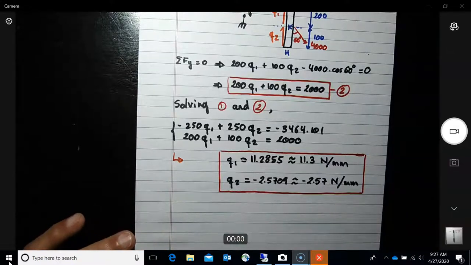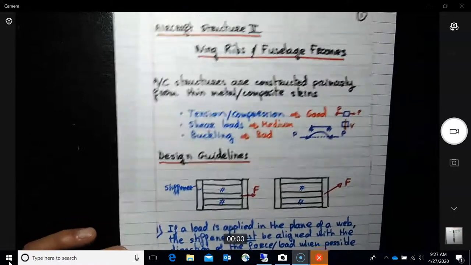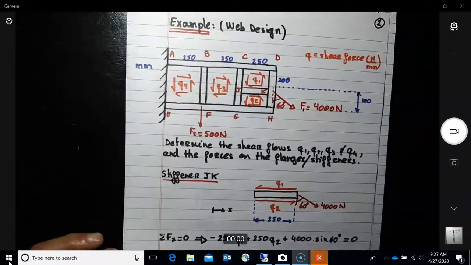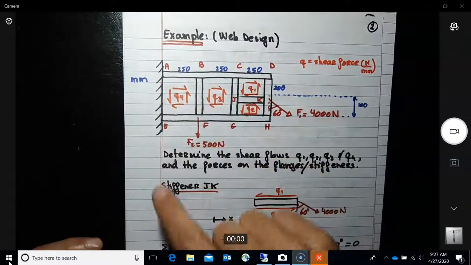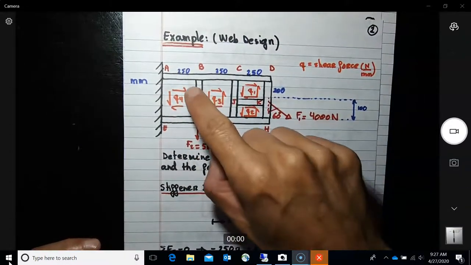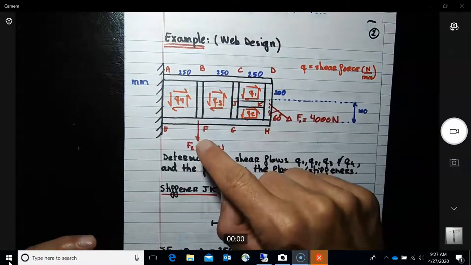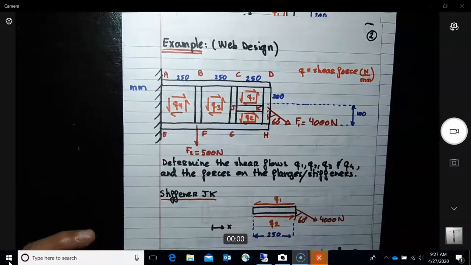Okay, so now we need to follow a similar strategy in order to solve for what? We need to do the same thing for Q3 and Q4. So what would be the best element to choose? Probably would be BF, no? The component BF over here.